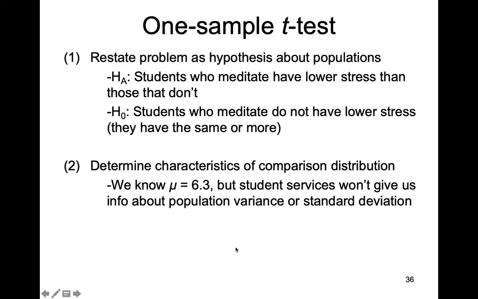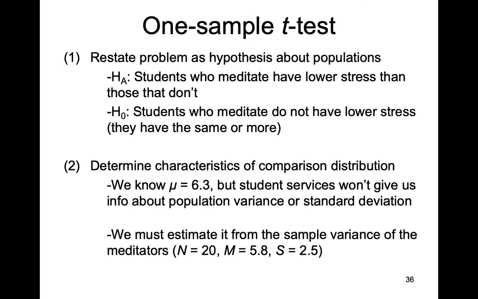Determine the characteristics of the comparison distribution. So we know that the population mean for our comparison distribution is 6.3, but let's just say that student services, the body on campus that collects this information, won't give us information about the population variance or standard deviation. And so we're going to estimate it from our sample variance of the people that meditate. All right. And it looks like I've done something very tricky here, which is instead of giving you the variance, I've given you an estimated standard deviation. Okay, an estimated standard deviation.